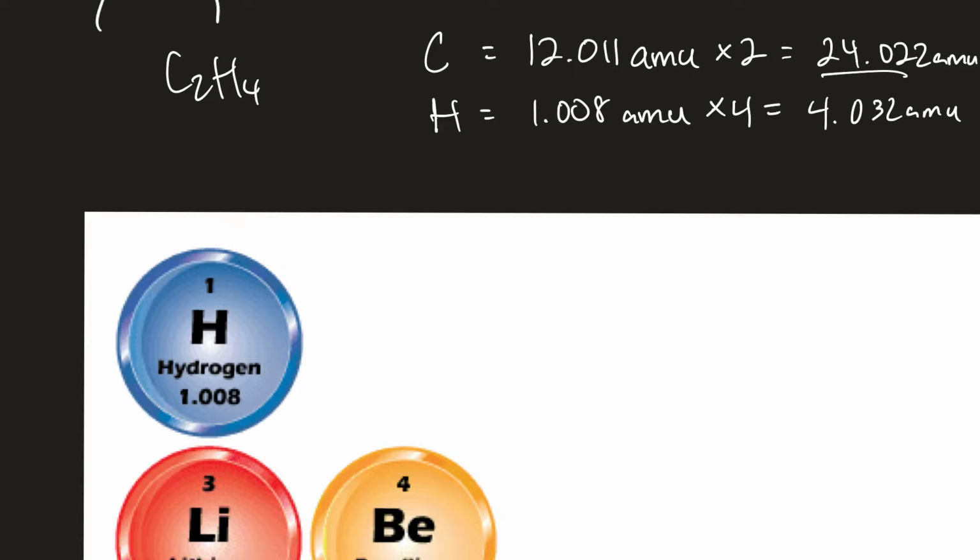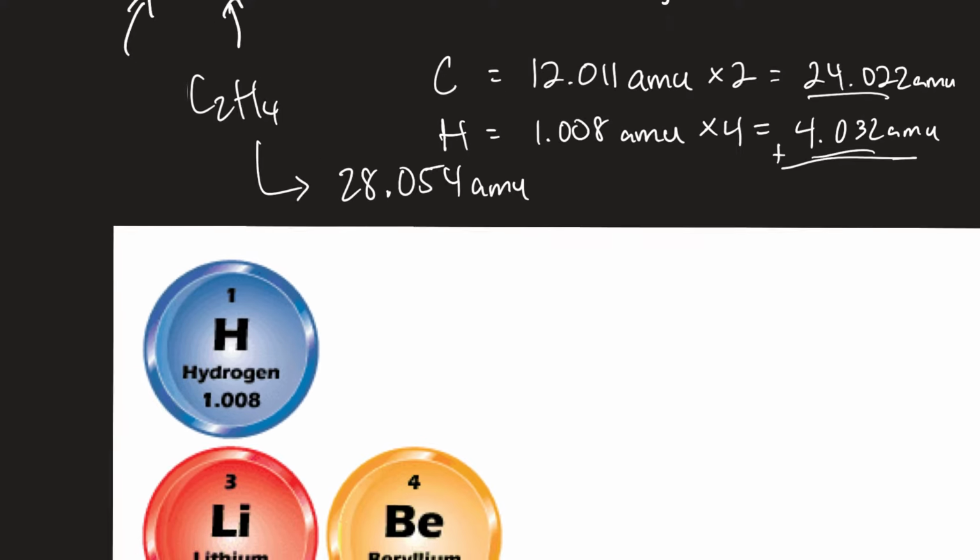So now we know the total atomic weight for carbon and the total atomic weight for hydrogen. What we're going to do is simply add them up. When we add them up, we get the molecular weight of C2H4. Not the atomic weights for atoms, but the molecular weight, so we're looking at the weight of the whole molecule, which is 28.054 AMU.